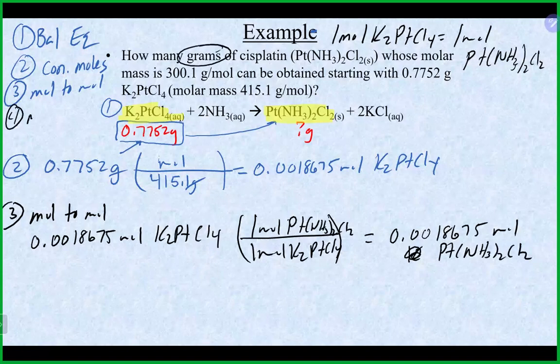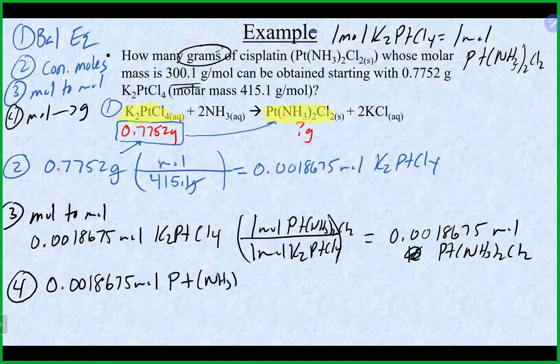So here you should always be in moles, and in this case, we're going to go to grams. And again, they were nice enough to give us the molar mass. Otherwise, you would need to look it up again on the periodic table and calculate it yourself. So we take our number there. We're going to use the molar mass of our product, and that one is 300.1 grams per mole.